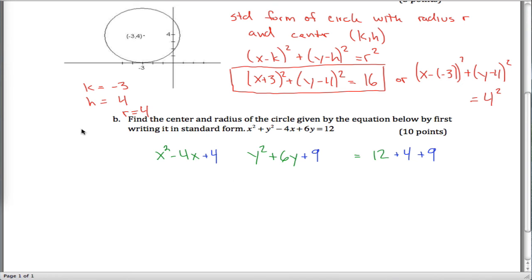Two ways to argue that. I guess the easiest way is half of the coefficient on the x here, half of this negative 4 is negative 2, and negative 2 squared is 4. And that little algorithm will always work. Half of 6 is 3, and 3 squared is 9. That's where those numbers come from. That's one way to remember it.